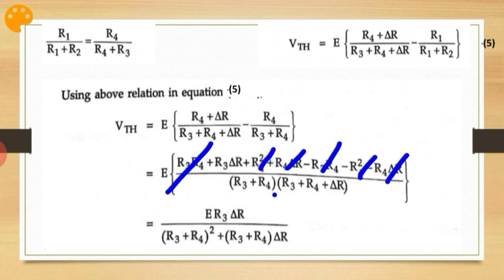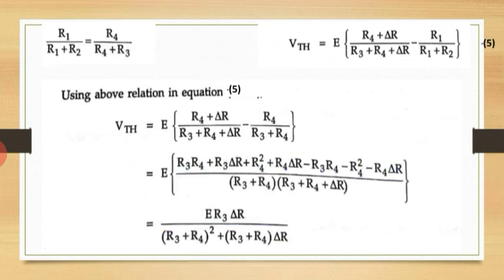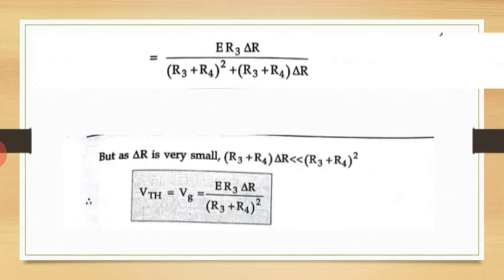The remaining terms here are E outside, R3 delta R, this you can see, right? And the denominator is as it is here. So now this is the equation we got, right? In the denominator, R3 plus R4 into delta R is very small compared to R3 plus R4, so it is neglected, and we got this equation.